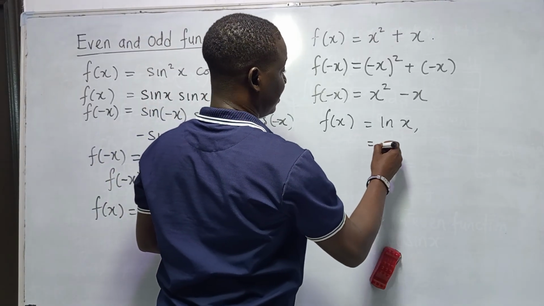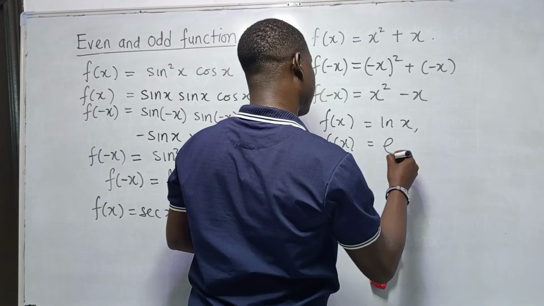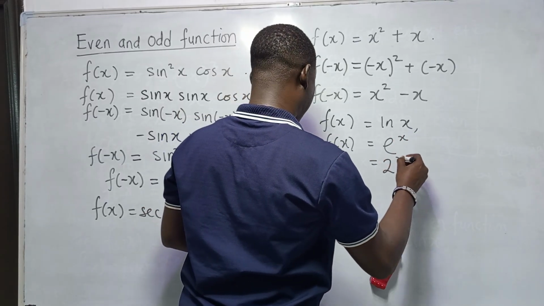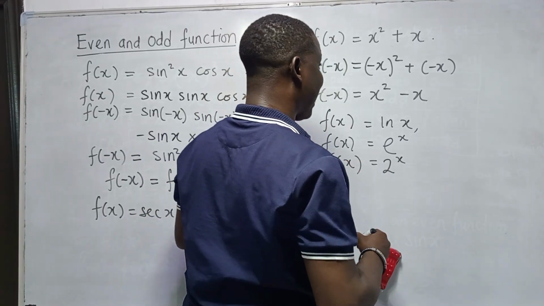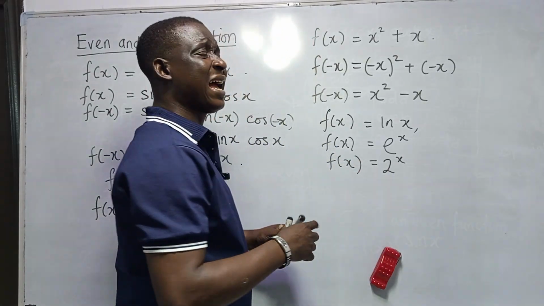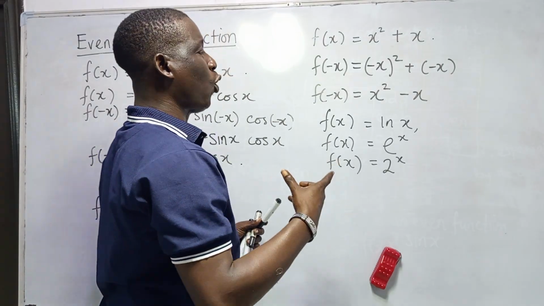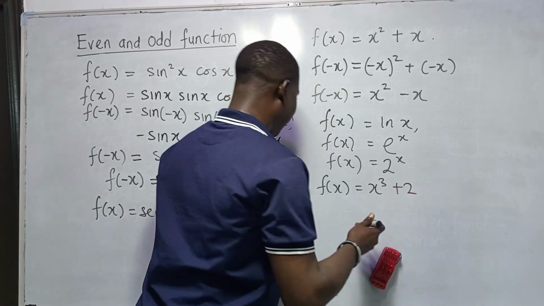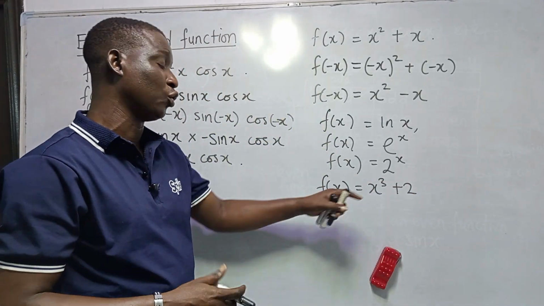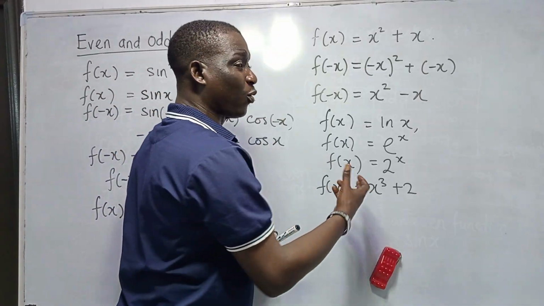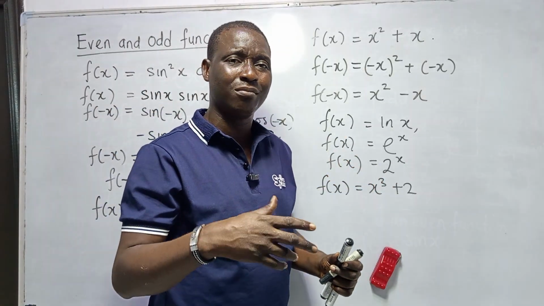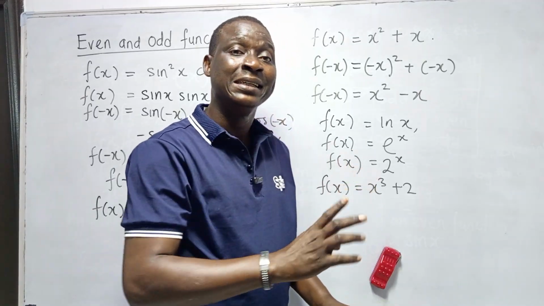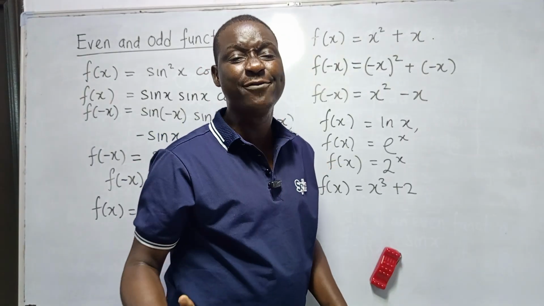We have another example: f of x equal to exponential raised by x. We can have it as 2 raised by x also. All these ones are neither even nor odd. Now, anytime you add a constant to an odd function, for example, x cubed plus 2, this is neither even nor odd function. Whenever you add a constant, that means 2, 5, 7, minus 8, to an odd function like this, we always end up with neither even nor odd.